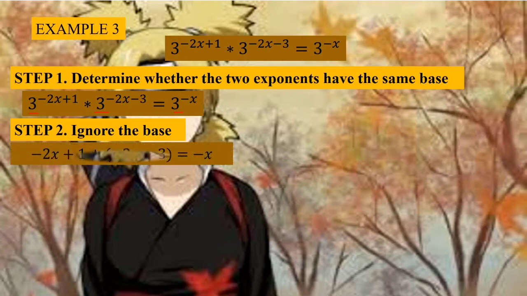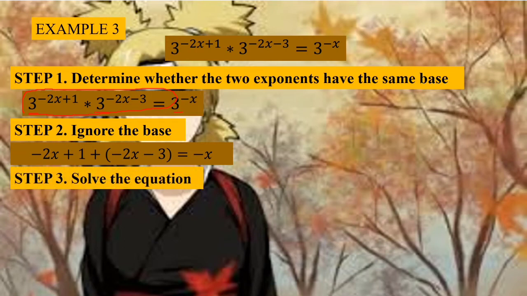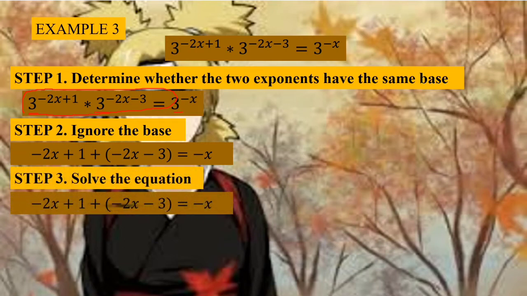So, negative 2x plus 1. So, ang gagamitin nating operation dito, dahil parehas kasi yung base dito, class, i-add lang natin yung exponent nila. So, negative 2x plus 1 plus the quantity of negative 2x minus 3 is equal to negative x. So, yan yung gagamitin natin. So, sa step 3, let's solve the equation.